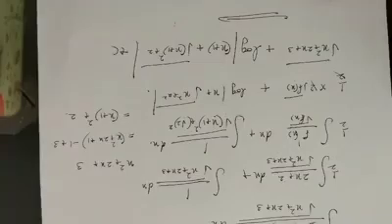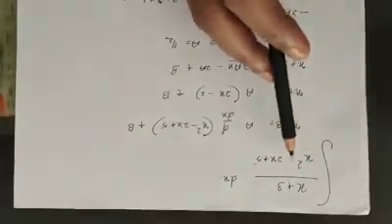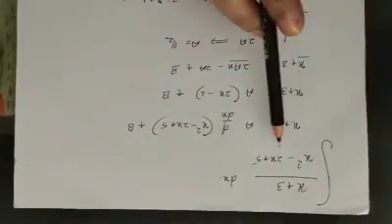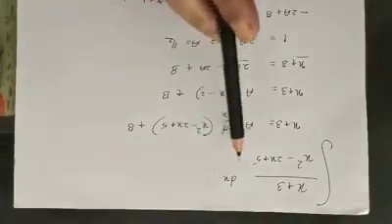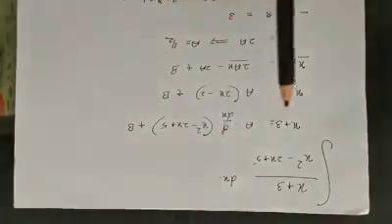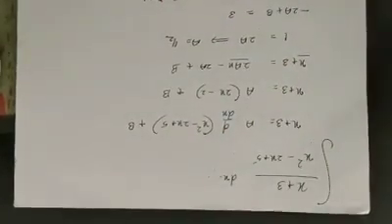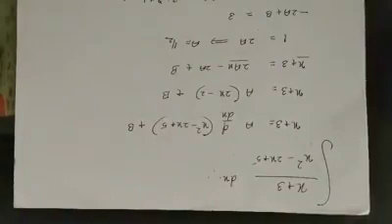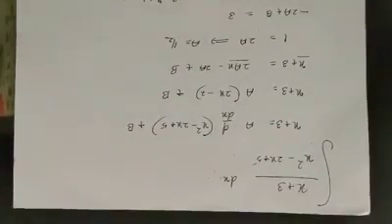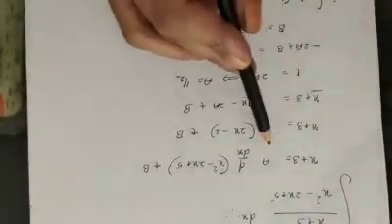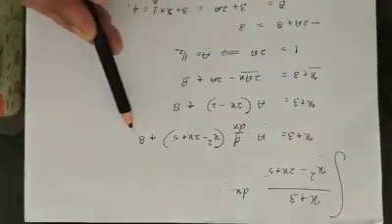We can do one more question. See the next one. Integral x plus 3 by x square minus 2x plus 5 with respect to x. This is the fifth type, so first we have to convert the numerator in terms of a into derivative of denominator plus another constant b. Then x plus 3, the numerator, we can write as a into derivative of denominator x square minus 2x plus 5, plus b.